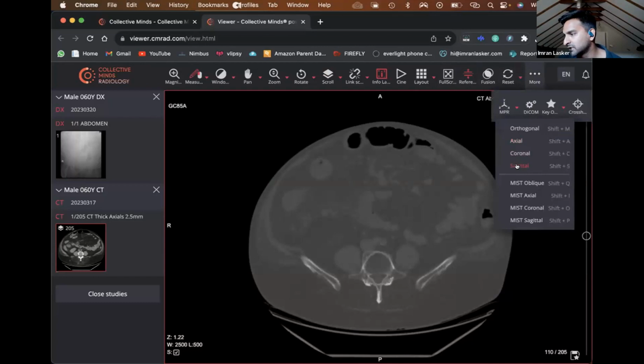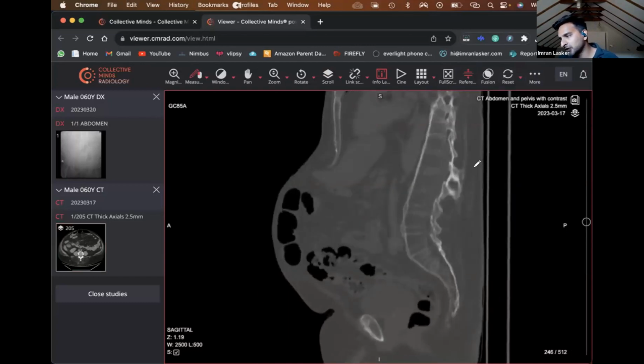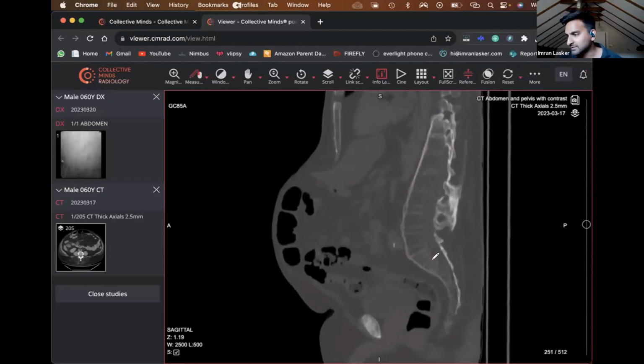And then what we can also do, which I think is really phenomenal about this platform, is use MPR and go sagittal on this. Now you can see that there are flowing calcifications. Can you see that? Flowing calcifications. Then you go along like this, all the way down. You can see this sort of calcification all the way along like this. And so this looks like ankylosing spondylitis, right?